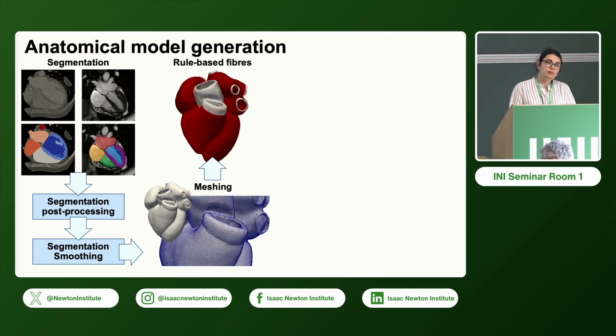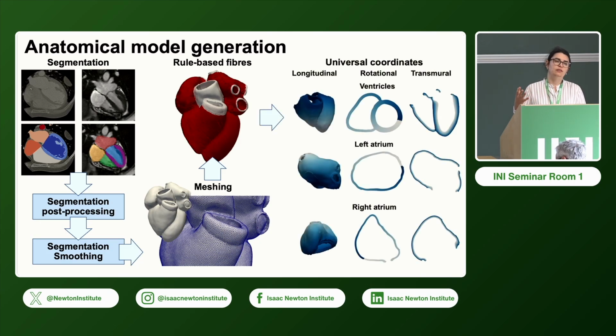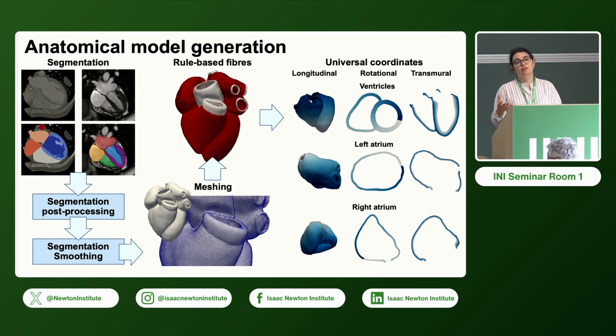We assign fibers in the ventricles and in the atria. We use the Bayesian rule-based method in the ventricles to represent transmurality, and the universal atrial coordinates to map an ex vivo diffusion tensor MRI on the atria. And we also have a way to define universal coordinates in the ventricles, the left atrium and the right atrium, and this helps us define fast conducting regions in the atria and the ventricles, and also to define boundary conditions.